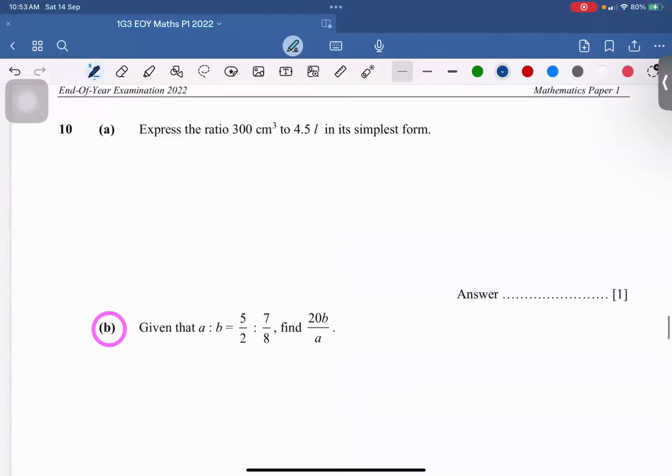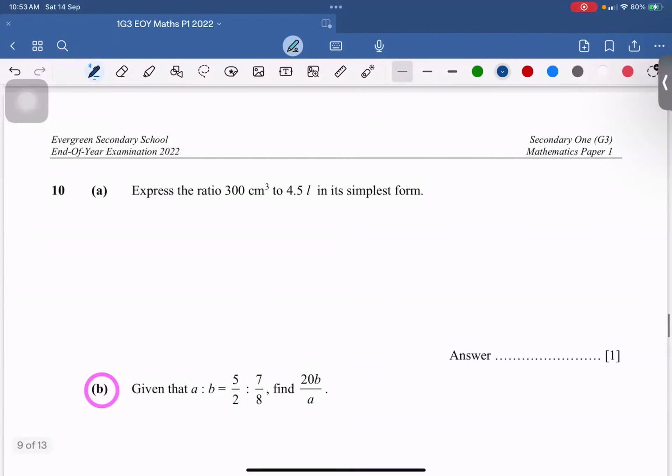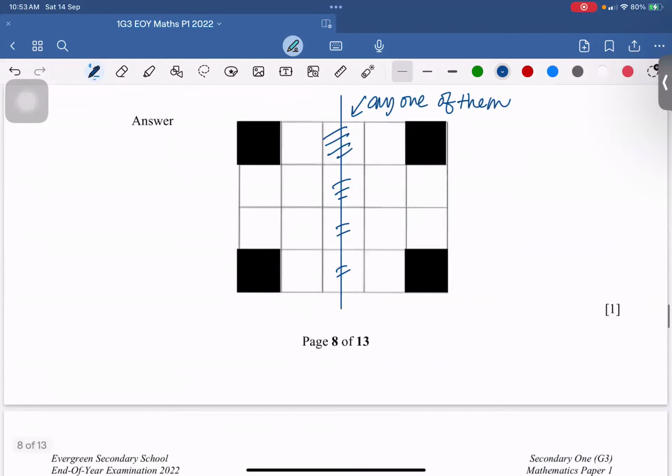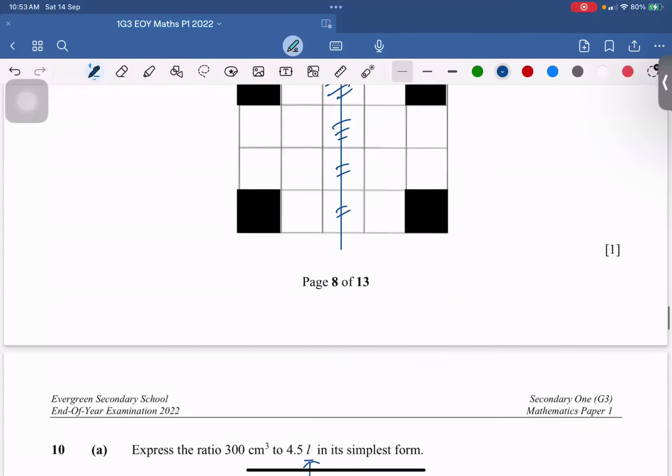Question 10A should be simple. I shall leave you to do the work. We shade fully black. Just make sure you shade it like that, so that the teacher knows that is the square you are shading.